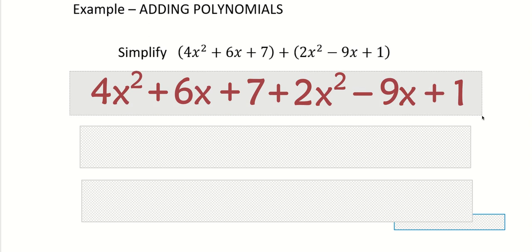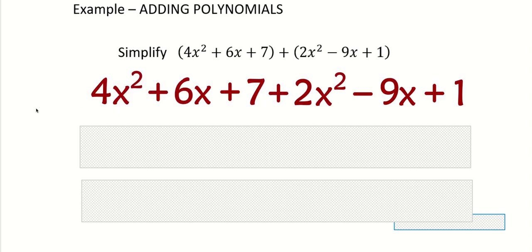And now you look to simplify, which here means combining any terms that are like terms. Can anything add with 4x squared? This can. Can anything add with 6x? This, the negative 9x.